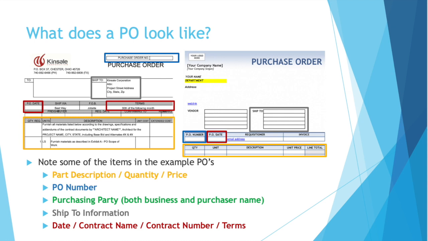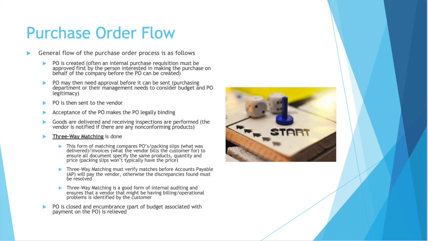So yes, all the screenshots that I included do look slightly different, but for the most part, POs look pretty similar. If a PO is going to be issued, what is the process? What happens before? And what happens after? The general flow of a purchase order is this. The PO is created. Often for bigger companies, you need a purchase requisition to be approved first.